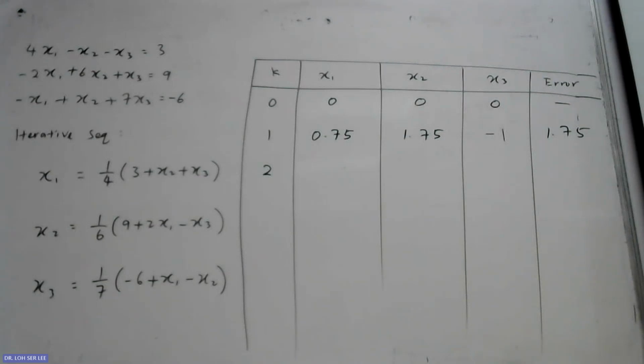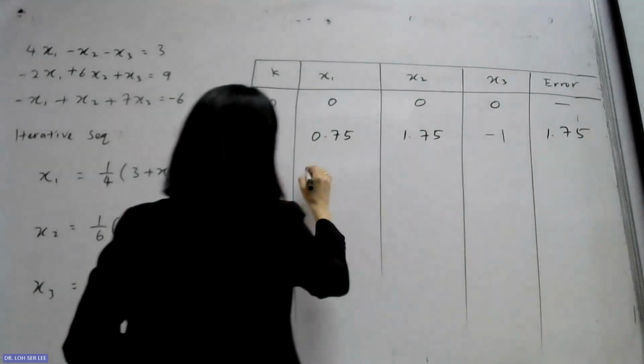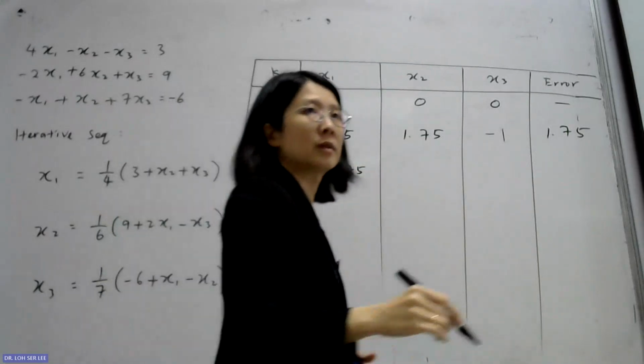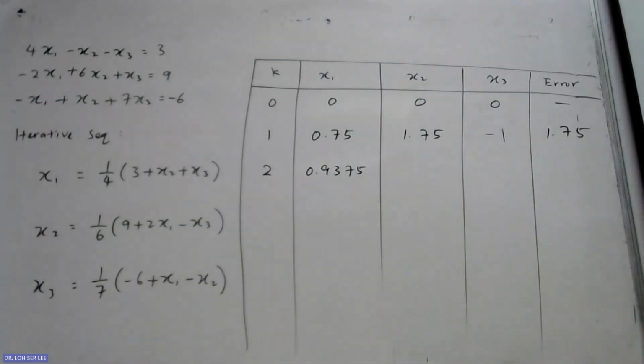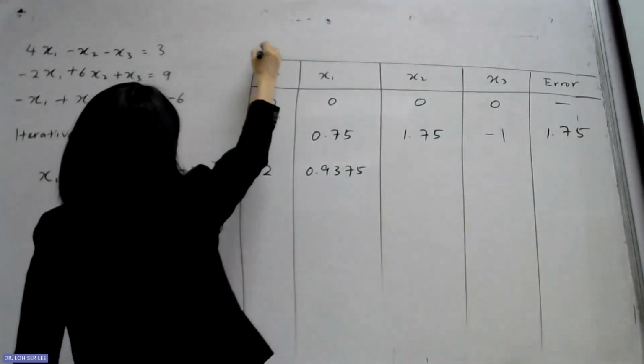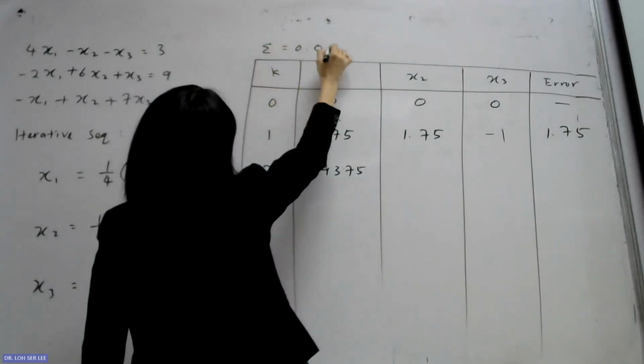So what is the next one? I think 0.9375. Yeah. Then you just show the slide because I want to see the absolute error. So it is 0.001. Okay, and so on.